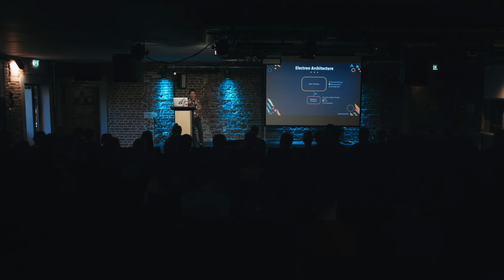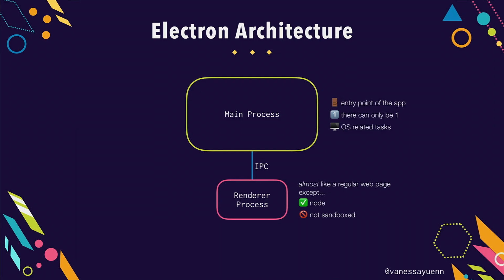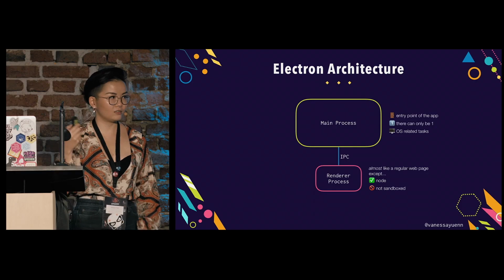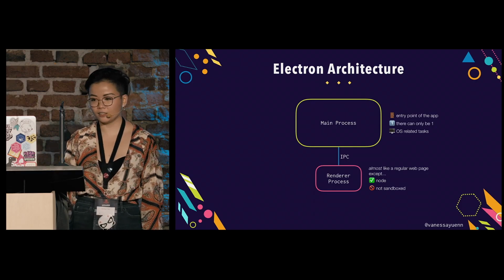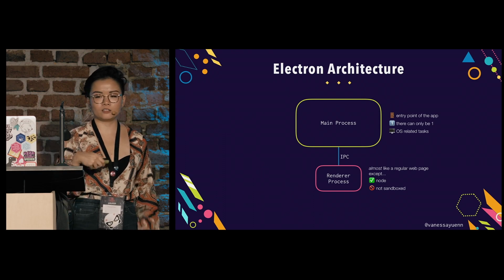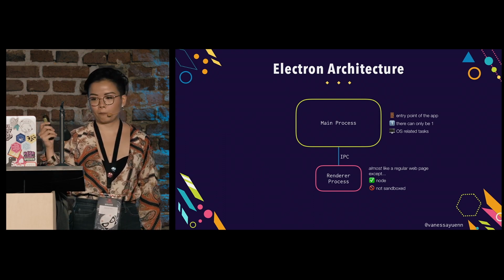So if you want to do that from the renderer process, you'll have to talk to the main process and be like, okay, can you display this notification, please? And then the main process would do so. The two processes talk to each other through this thing called IPC, which stands for inter-process communication. And they use this to send messages to each other.